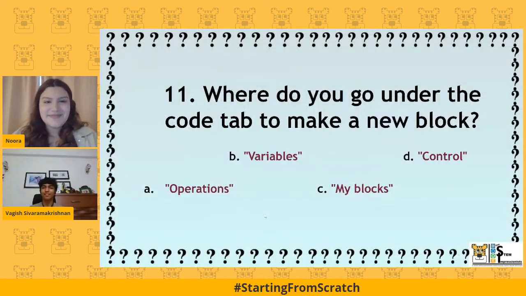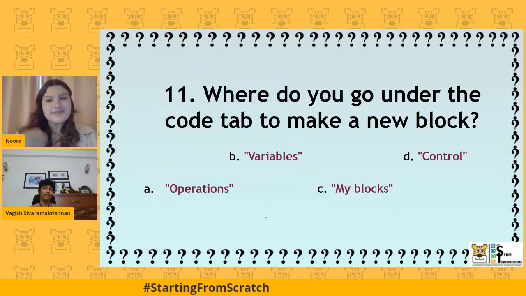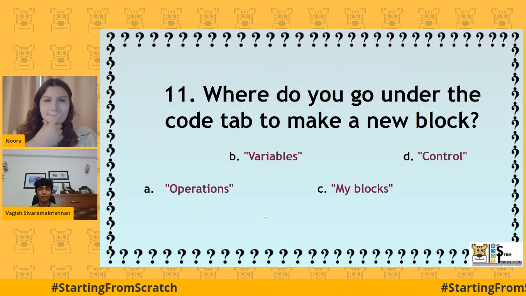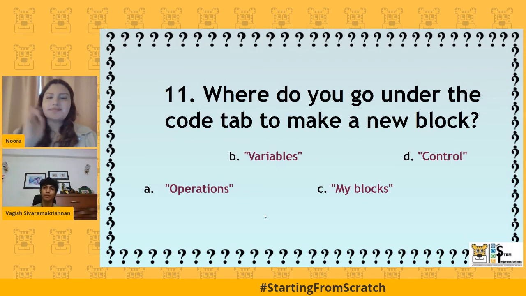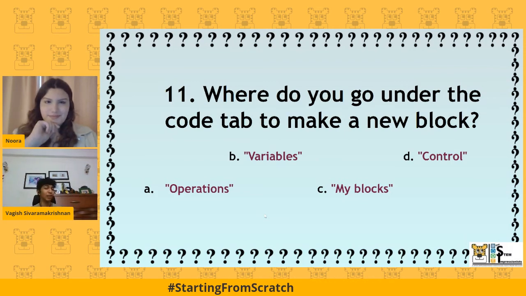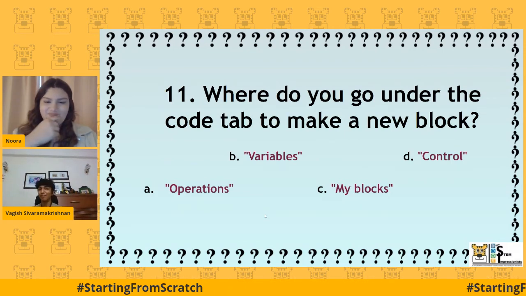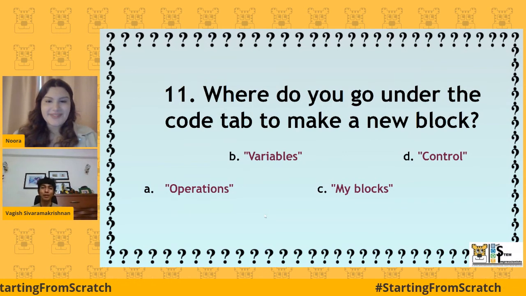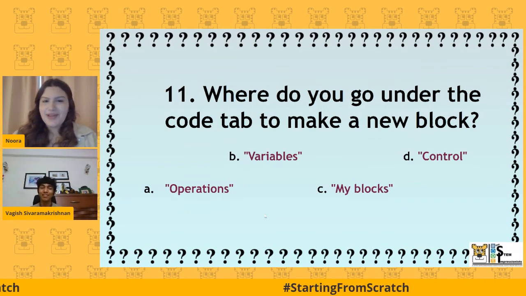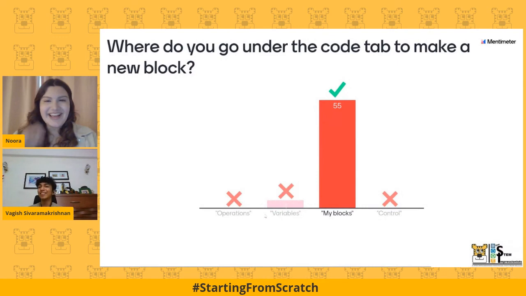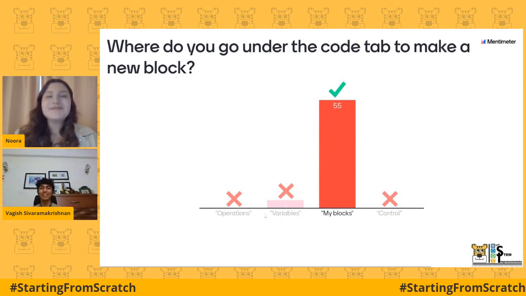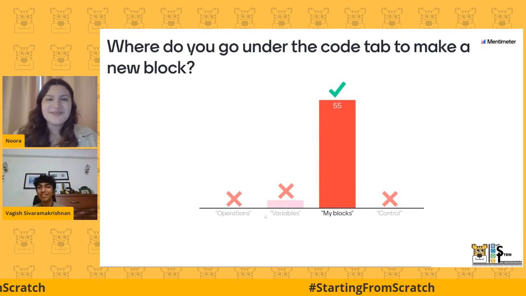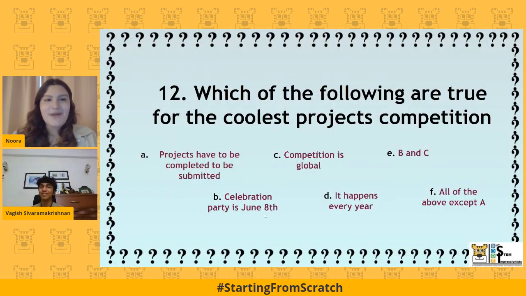All right. And the 11th question. Where do you go under the code tab to make a new block? Operators, variables, my blocks, or control? If they have Scratch open, they can quickly take a peek, but let's give them the time. There we go. The answer is my blocks. Most of them got it right. Smarty pants. All right, the 12th question.